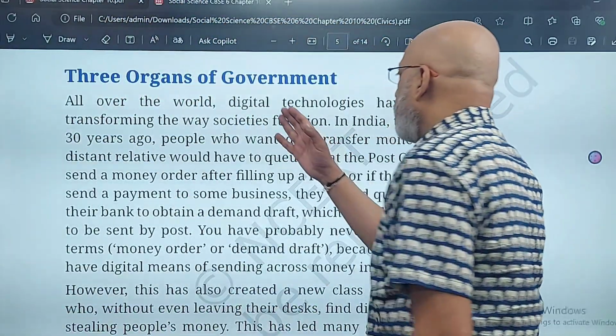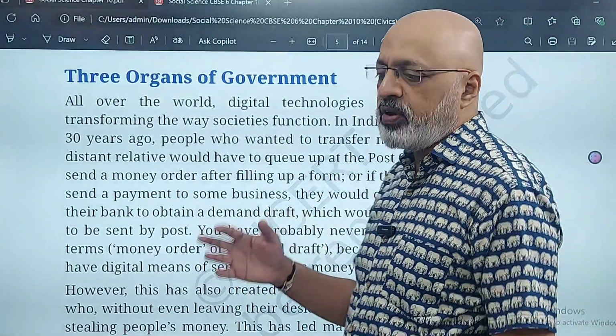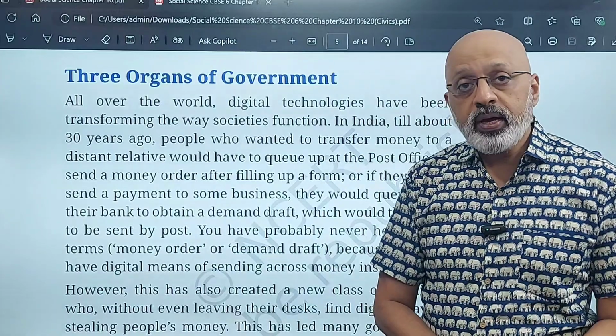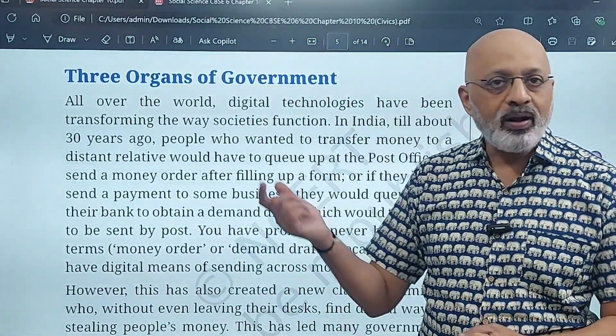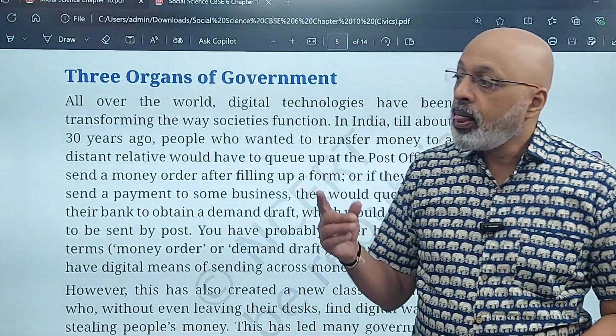Okay, now all over the world digital technologies have been transforming the way we live. Now if you remember, पहले के जमाने में, even like this morning I paid my electricity bill. How did I pay my electricity bill? I just went to the website, connected it to Google Pay and paid it. So the whole thing happened in 2 minutes, right?